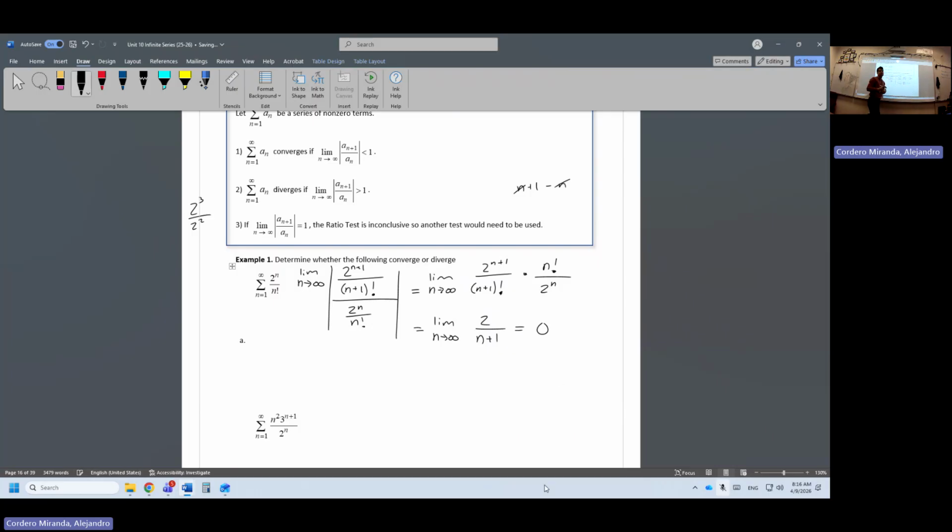This limit is 0, and I know you've had a million tests to keep track of. Sometimes 0 means one thing, sometimes 0 means a different thing. In this case, anything smaller than 1 is good news, meaning that the sum converges. So I'm going to say final answer: the sum from n equals 1 to infinity converges by the ratio test.